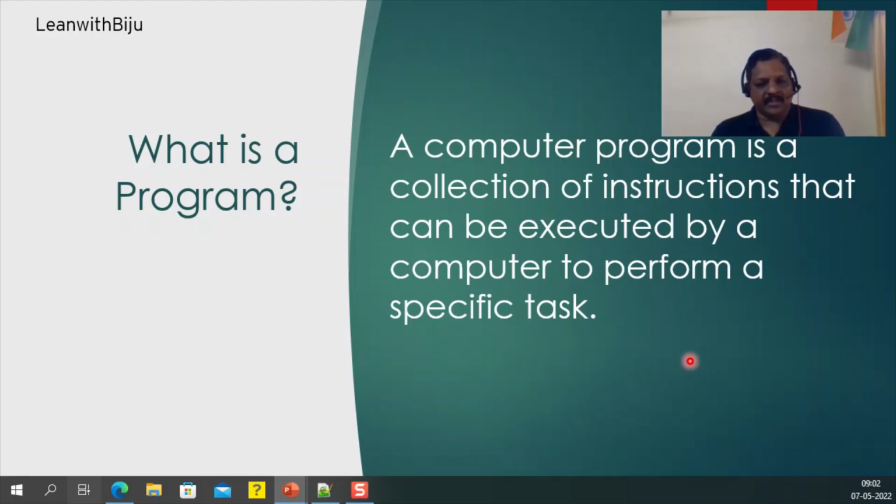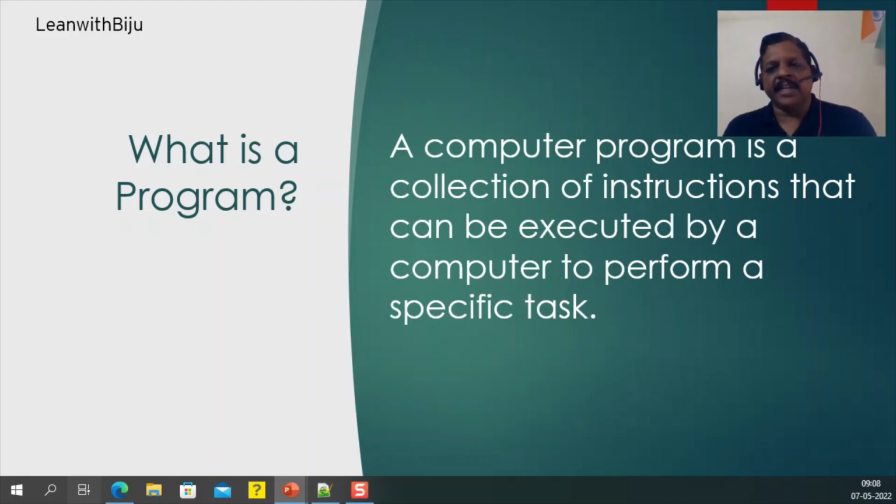Again, let's repeat. A computer program is a collection of instructions that can be executed by a computer to perform a specific task. In imperative programming, a computer program is a sequence of instructions in a programming language that a computer can execute or interpret. In declarative programming, a computer program is a set of instructions. A computer program in its human readable form is called code.